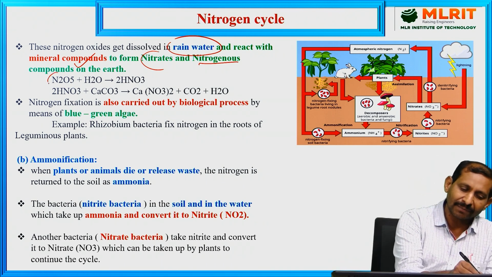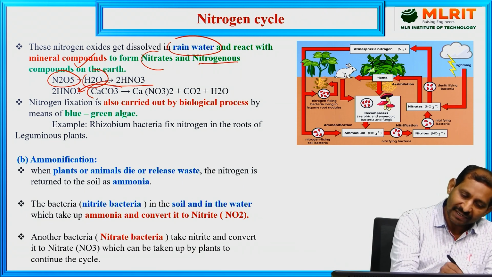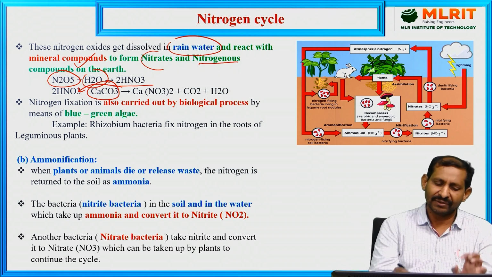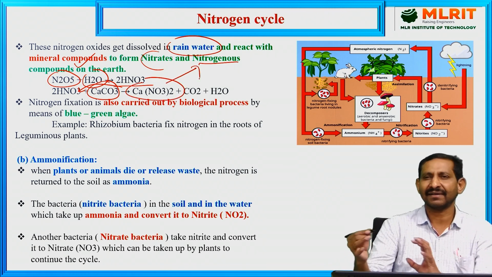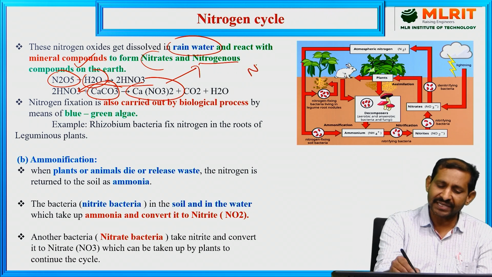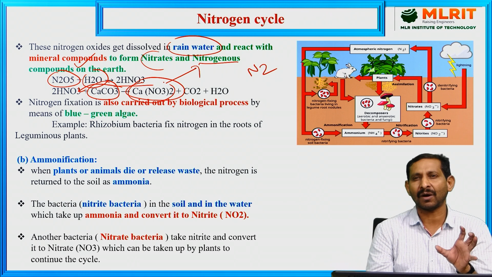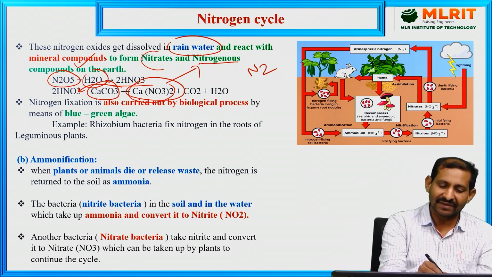For example, one of the nitrogen oxides, N2O5, is more soluble in water and converts to nitric acid. This nitric acid then combines with rocks such as limestone, calcium carbonate, and is immediately converted to calcium nitrate, one of the fertilizer compounds. So this is a biologically acceptable compound. Nitrogen is not directly biologically acceptable, but calcium nitrate is. That is the first step in nitrogen fixation, the first conversion.